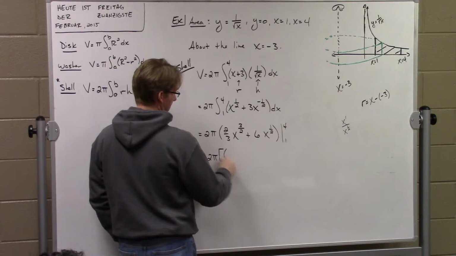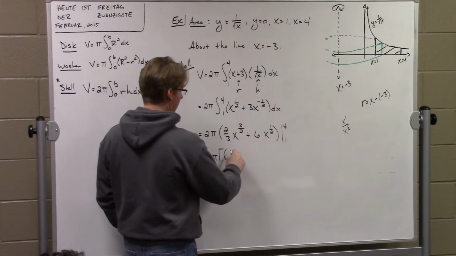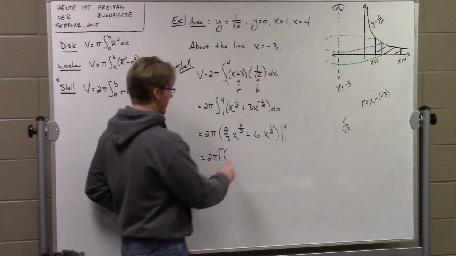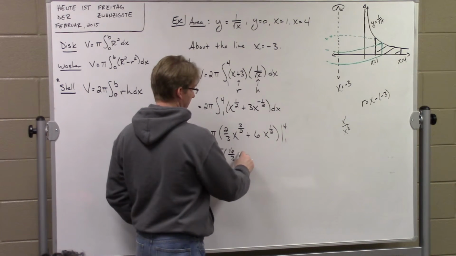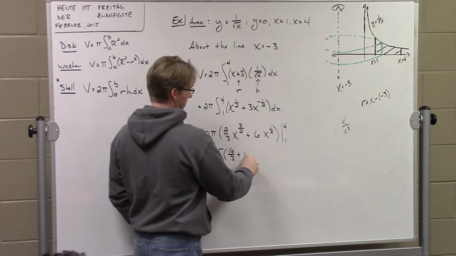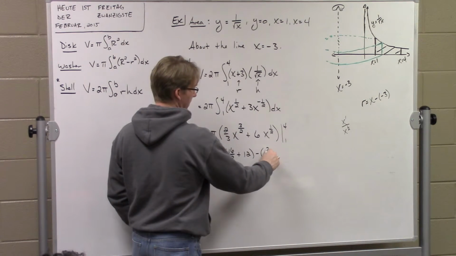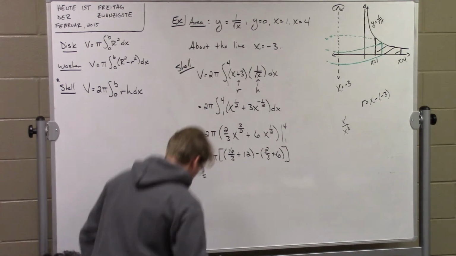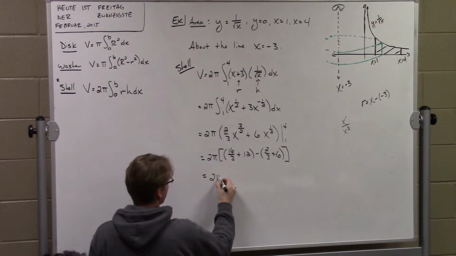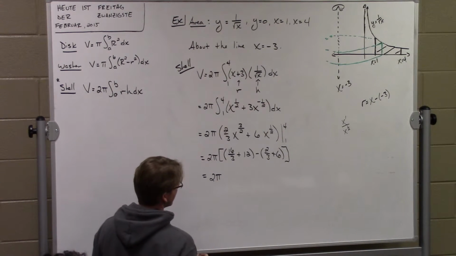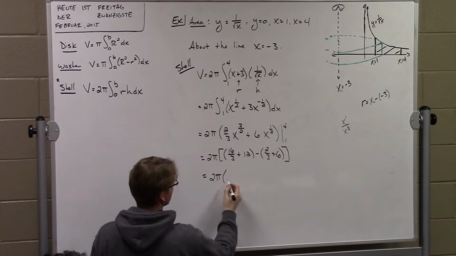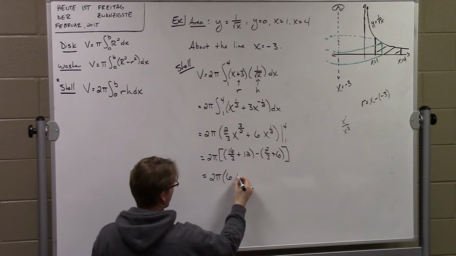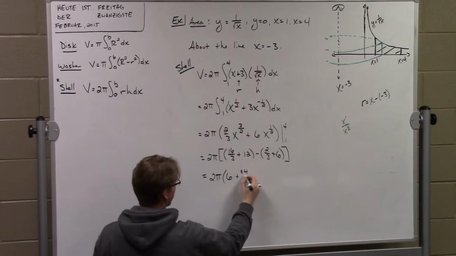2 pi, okay, so for the first one, square root of 4 is 2, 2 cubed is 8. 8 times 2/3 is 16/3. Square root of 4 is 2, so 12. When we stick in 1, we get 2/3 plus 6. Okay, all right. 2 pi. 12 minus 6 is 6. 16/3 minus 2/3 is 14/3. Come on, get it together.